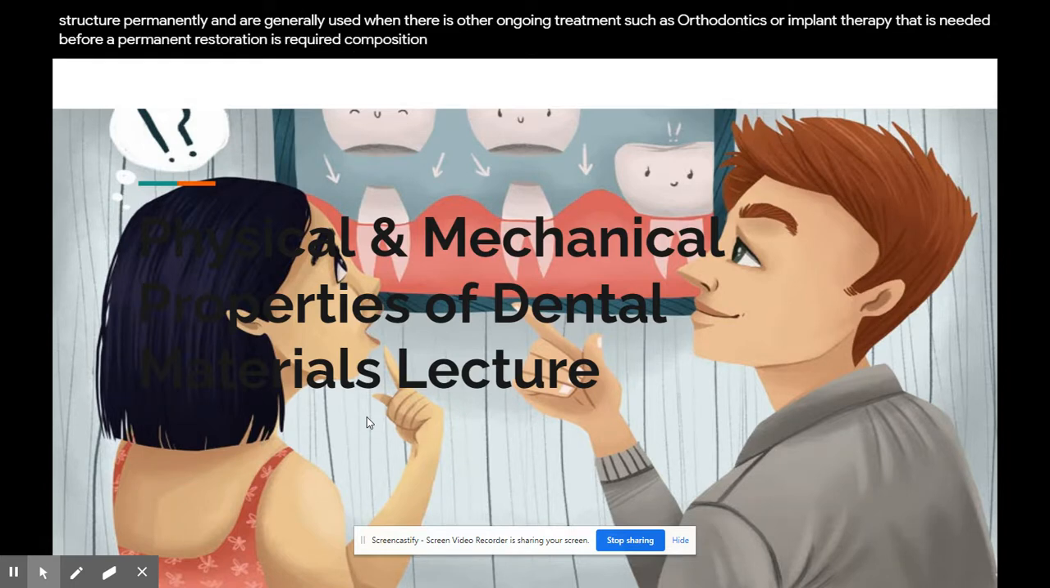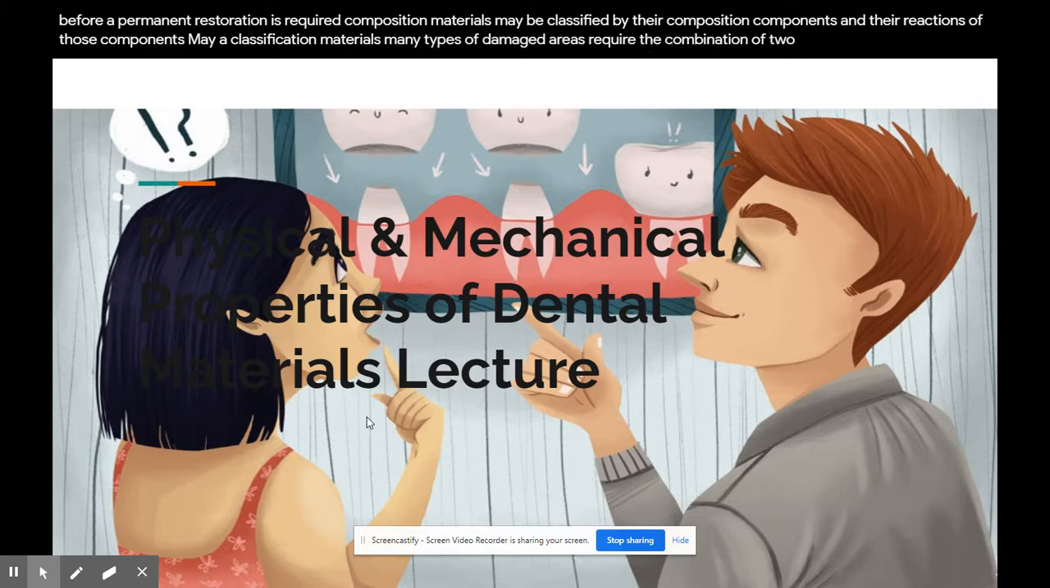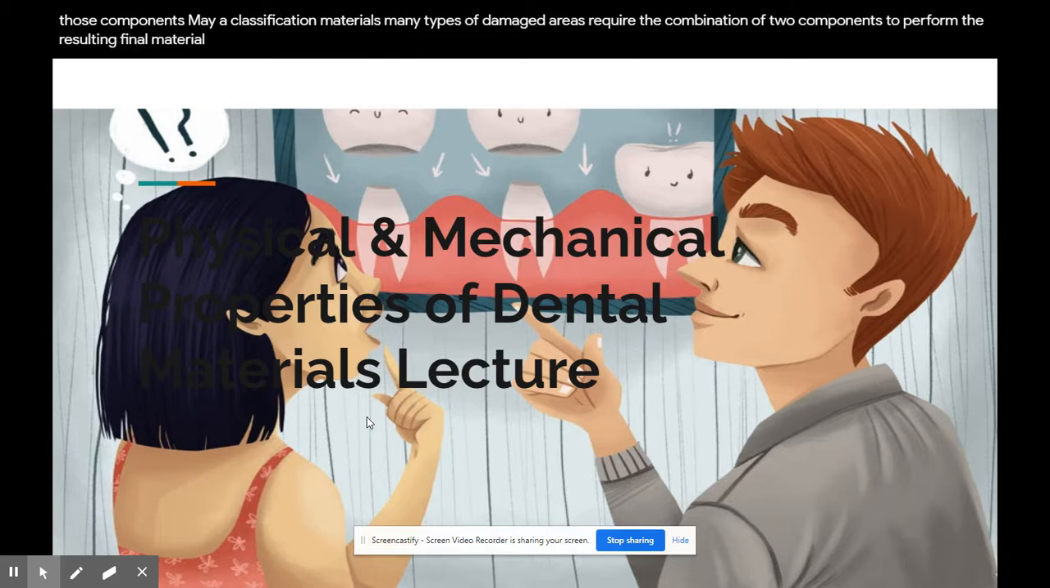Composition. Materials may be classified by their composition. Components and their reactions may aid classification of materials. Many types of dental materials require the combination of two components to form the resulting final material. These initial two components may begin as water and powder, liquid and powder, paste and liquid, paste and paste, or paste and initiator, the blue light.